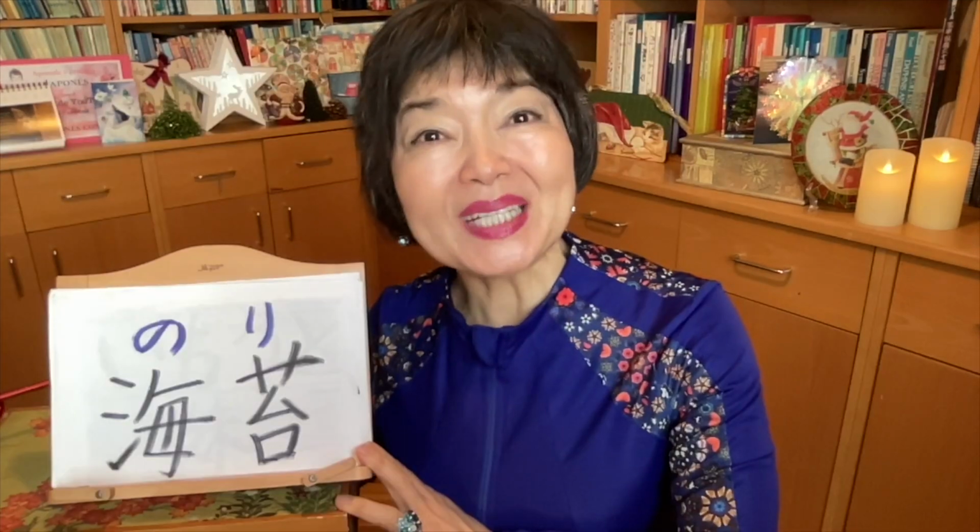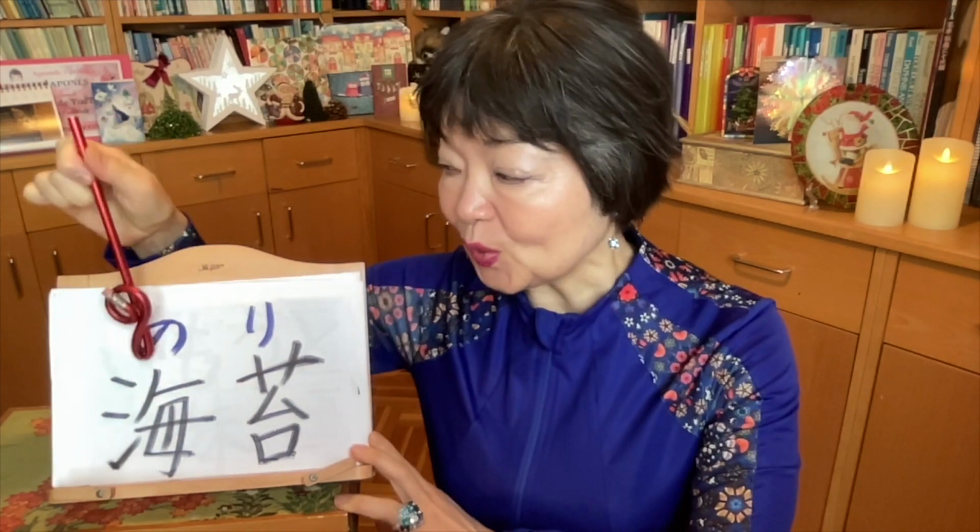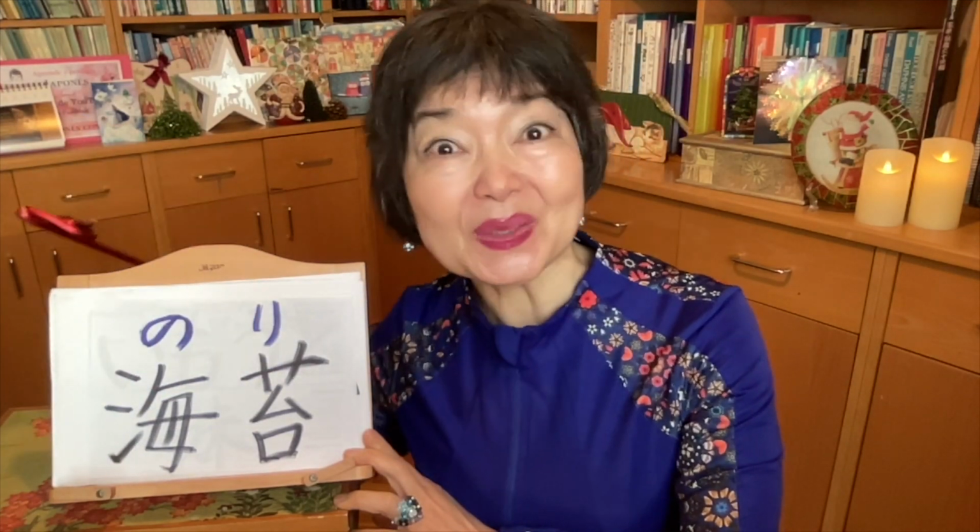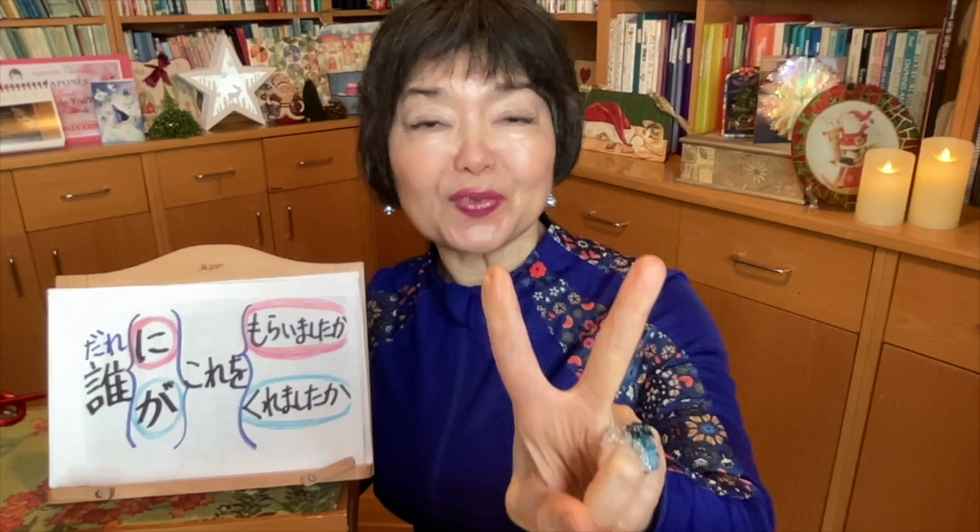My younger sister did me a favor to send me a delicious nori. This is seaweed called nori. Nori in kanji is like this. Nori. This is umi, the sea. And ri, this is koke. It means moss. So the sea moss. Nori, seaweed. I'm gonna make two versions of this sentence.